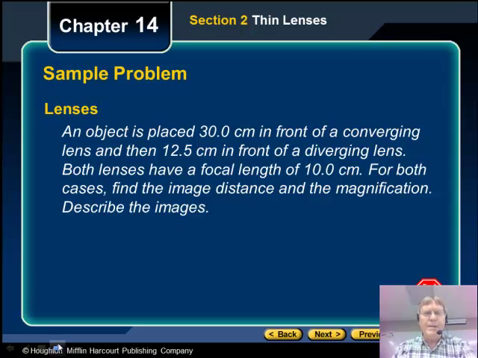Okay, let's work a sample problem. An object is placed 30 centimeters in front of a converging lens and then 12.5 centimeters in front of a diverging lens. Both lenses have a focal length of 10 centimeters. For both cases, find the image distance and the magnification. Describe the images.